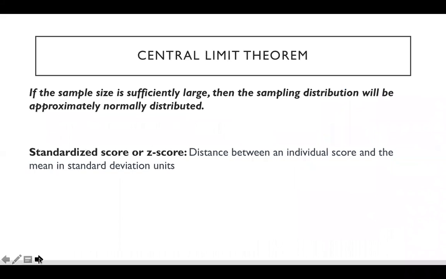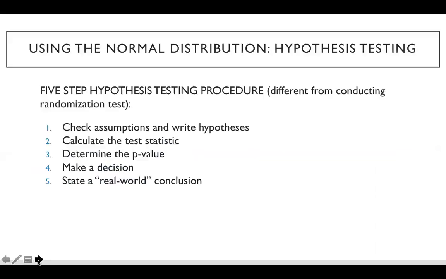The central limit theorem states that if your sample size is sufficiently large, then the sampling distribution will be approximately normally distributed. The standardized score, or z-score, is the distance between an individual score and the mean in standard deviation units. So using the normal distribution for hypothesis testing, we use the same 5-step hypothesis testing procedure. We check our assumptions and write our hypotheses, then calculate a test statistic, determine the p-value, make a decision, and then state our real-world conclusion.